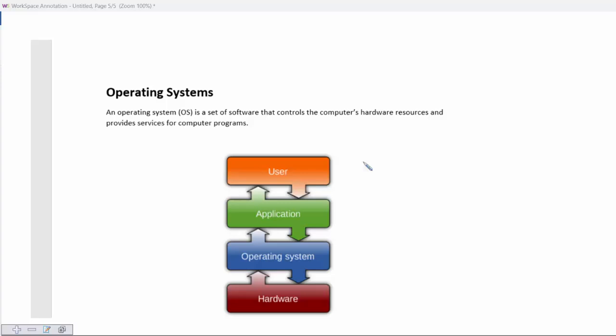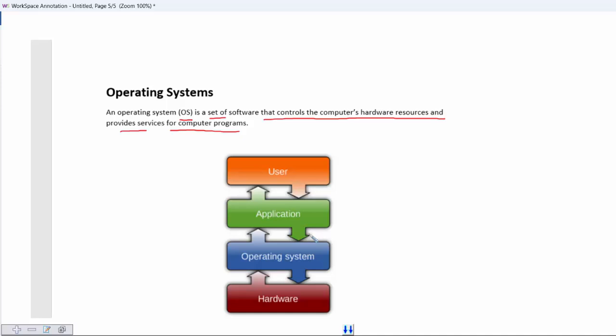In this video, we will talk about the operating system. Operating system, abbreviated as OS, is a set of software that controls the computer's hardware resources and provides services for computer programs. It is a very important part of a computer system since it acts as an intermediary between software applications or programs and the computer hardware, as you see in this image.